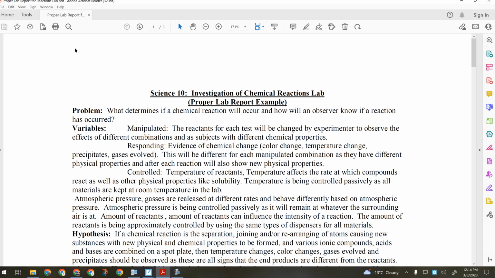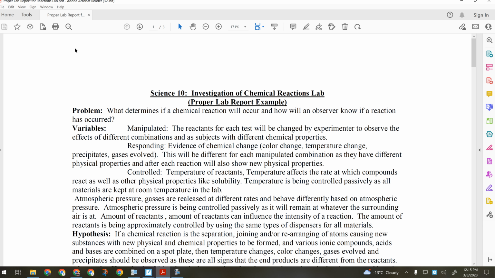For our variables, in class I actually gave you a couple of them. I said the manipulated variable is the reactants for each test. They will be changed by the experimenter to observe the effects of different combinations and as subjects with different chemical properties. In my explanation, guys, did I explain how and why they were being manipulated? I did. I said they were being manipulated by the experimenter, the different combinations, and because I needed different subjects with different chemical properties. A how and a why for each one.